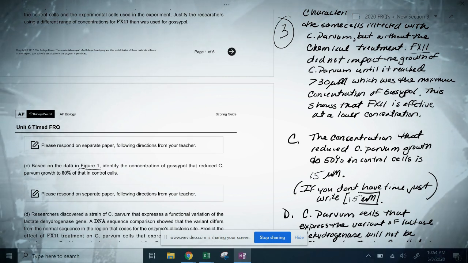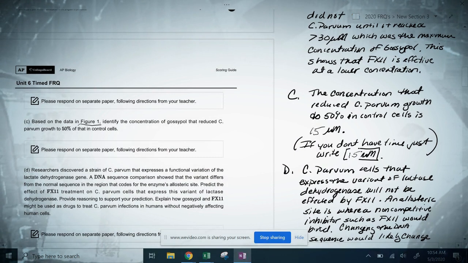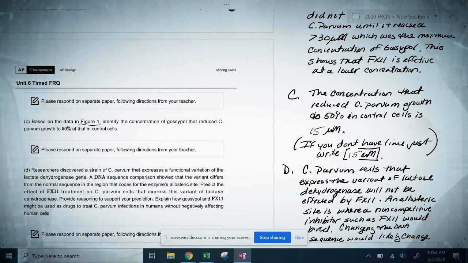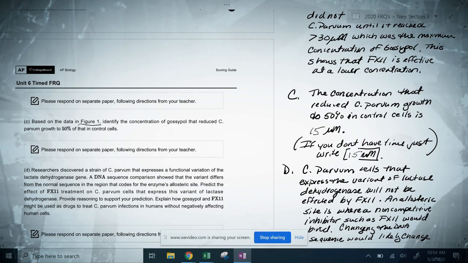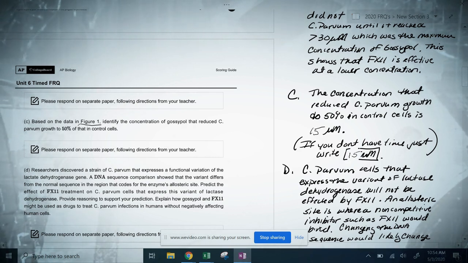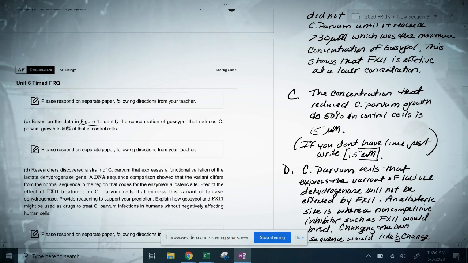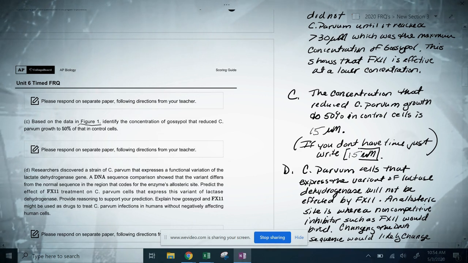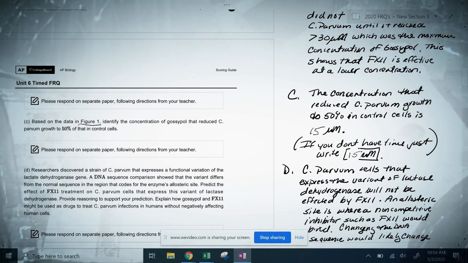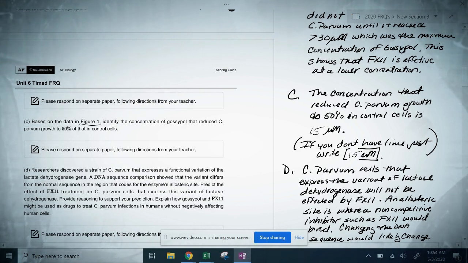All right, one more to go. D: A researcher discovered a strain of C. parvum that expresses a functional variation of the lactate dehydrogenase gene. A DNA sequence comparison showed that the variant differs from the normal sequence in the region that codes for the enzyme's allosteric site. Predict the effect of the FX11 treatment on C. parvum cells that express this variant of lactate dehydrogenase.